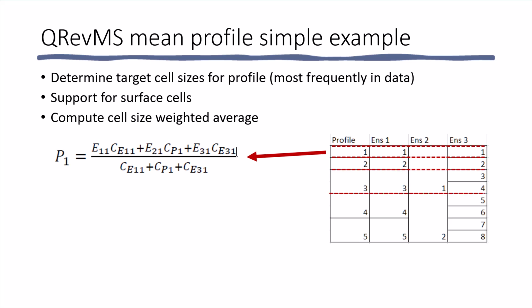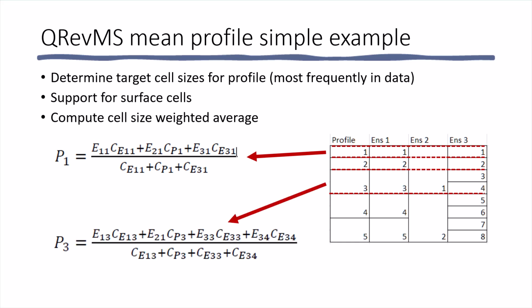For profile cell 3, the first ensemble, cell 3, is the same size, so the value in ensemble 1, cell 3, is multiplied by the size of ensemble 1, cell 3. For ensemble 2, we have a similar situation, where the ensemble 2 cell size is greater than the profile cell 3, so the size of the profile cell 3 is multiplied by the velocity of ensemble 2 cell 1.